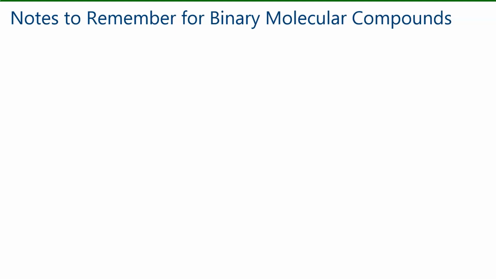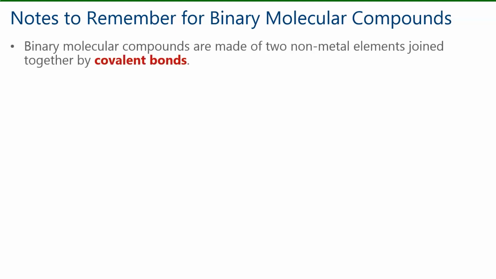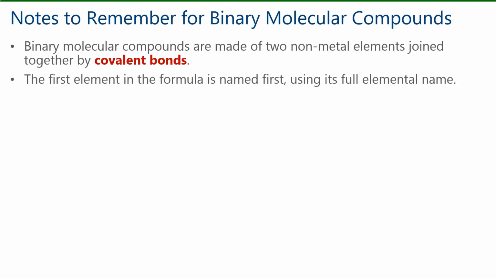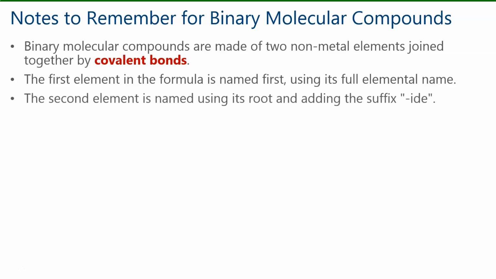A few things you should remember about binary molecular compounds are that binary molecular compounds are made of 2 nonmetals joined together by covalent bonds. The first element in the formula is named first, using its full elemental name, so we don't change the ending of the first element. The second element is named using its root and adding the suffix "ide." For example, oxygen becomes oxide, nitrogen becomes nitride.